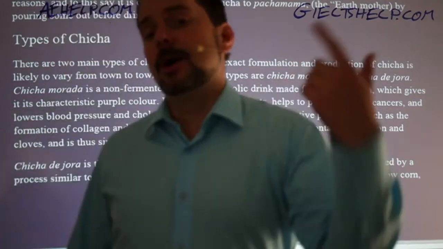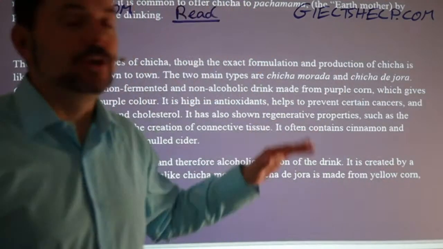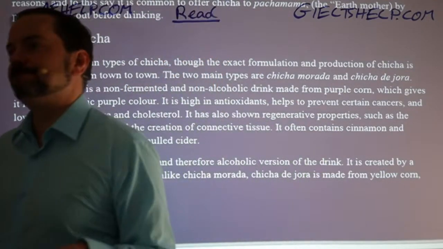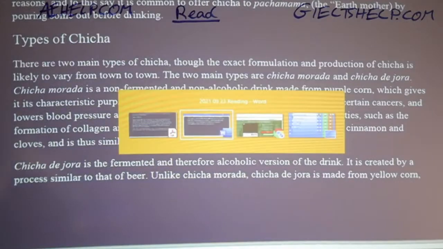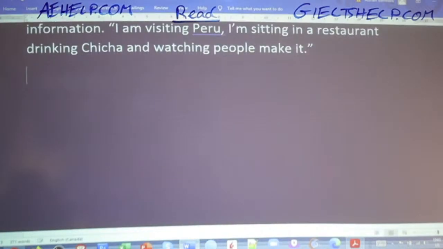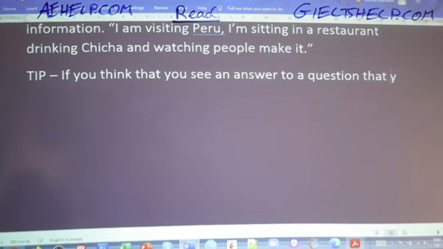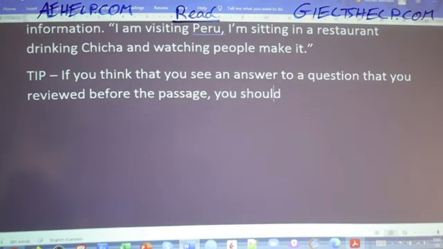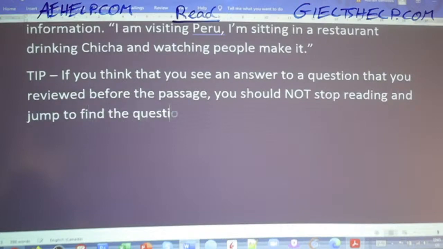Now, I don't jump to the question, so I don't go, oh, I remember the questions there, I'm going to jump there. No. Why should I not do that? So if I think I see an answer, why should I not jump to the answers? This is a big tip because oftentimes students do this and it's a bad strategy, okay? So if you think that you see an answer to a question that you reviewed before the passage, you should not stop reading and jump to find the question in hopes of giving the answer.